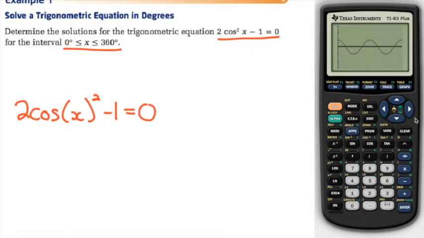So to find the exact points of intersection, we'll go to second trace. We want option 2. The calculator is going to ask us a few questions. Left bound: if we want to find these points in order, I have to move that point significantly, just so it's to the left of that intersection point. That's good enough.